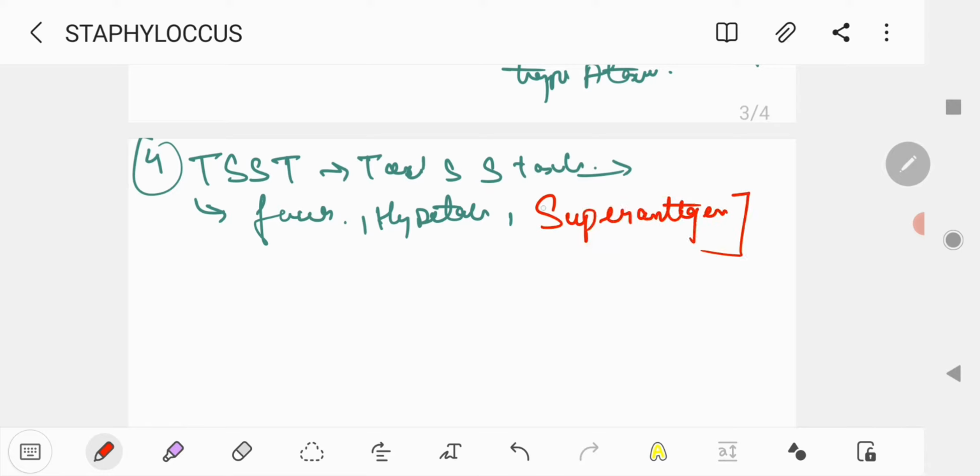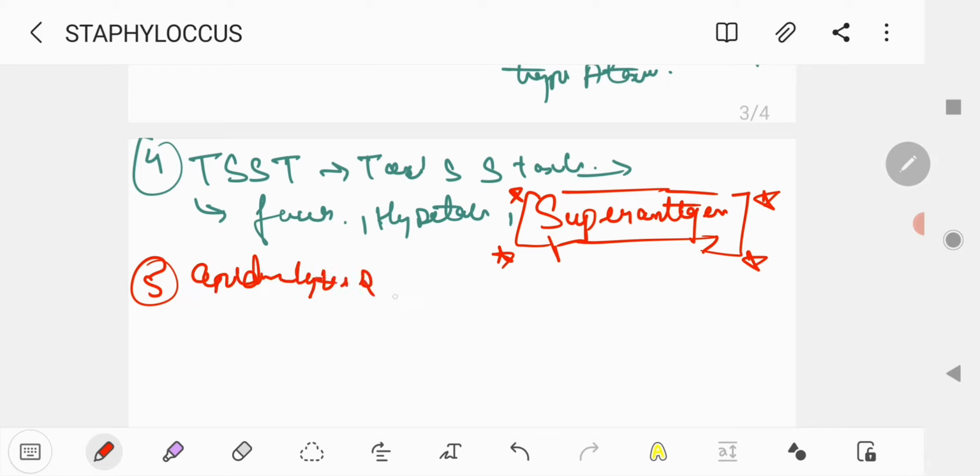Many times your MCQ will come about this, that which organism shows toxin like a super antigen. So your answer is Staphylococcus aureus. Okay, so fifth is the epidermolytic and exfoliative toxin.